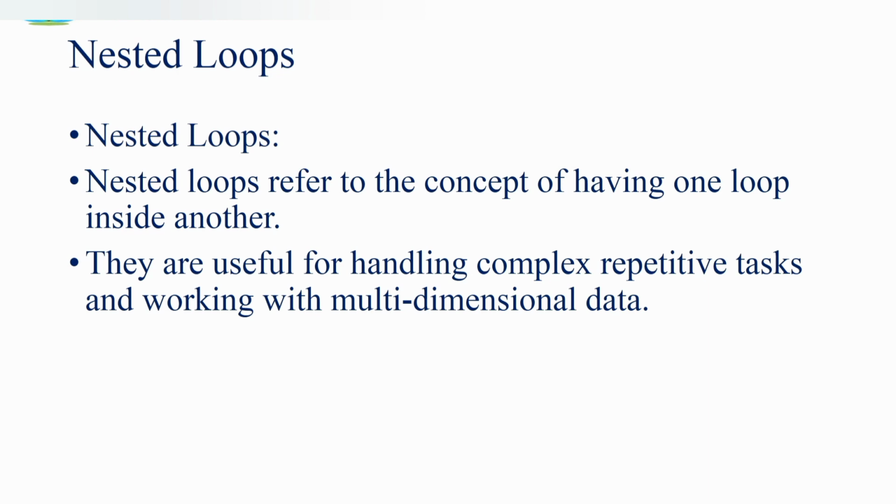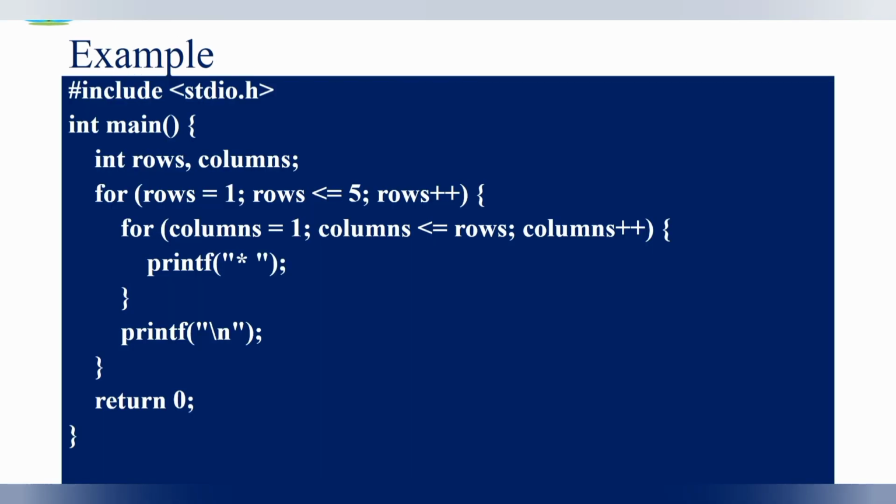Nested loops. Nested loops refer to the concept of having one loop inside another. They are useful for handling complex repetitive tasks and working with multidimensional data. Here we have a C program using nested loops. The code begins with the header files, which is followed by the main function.